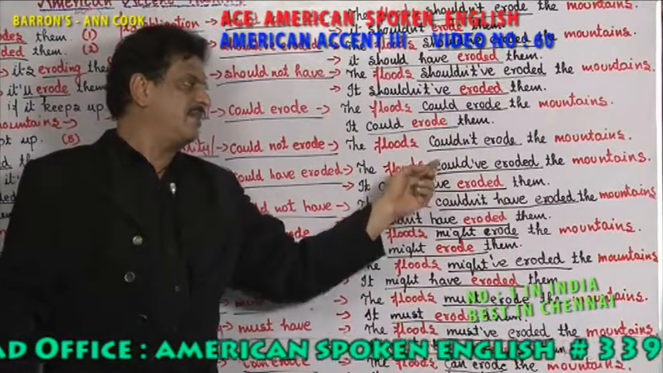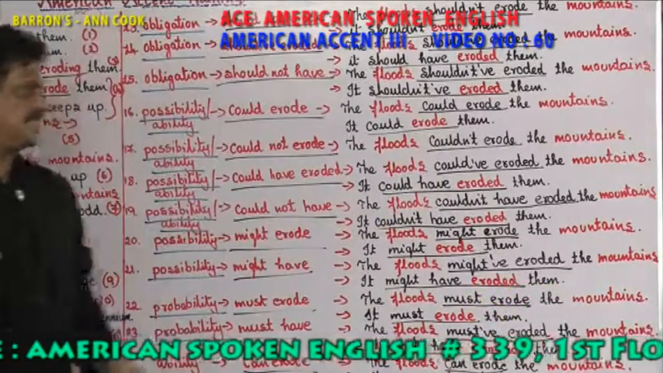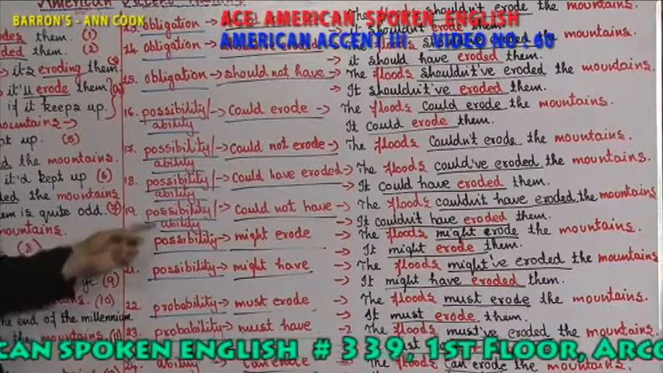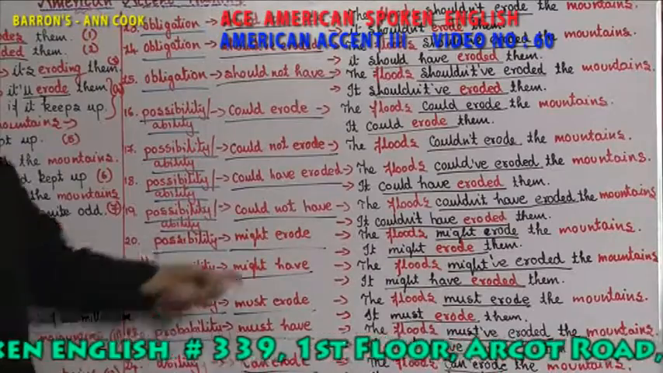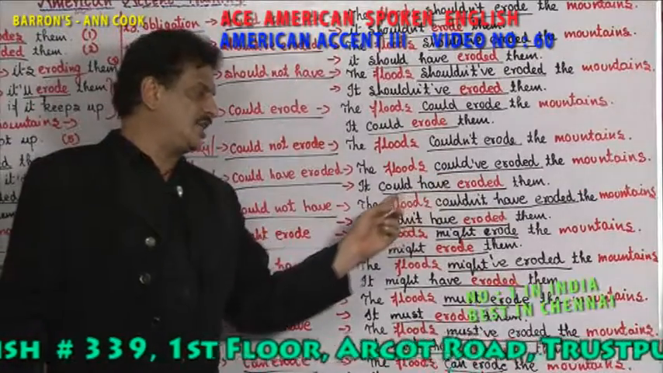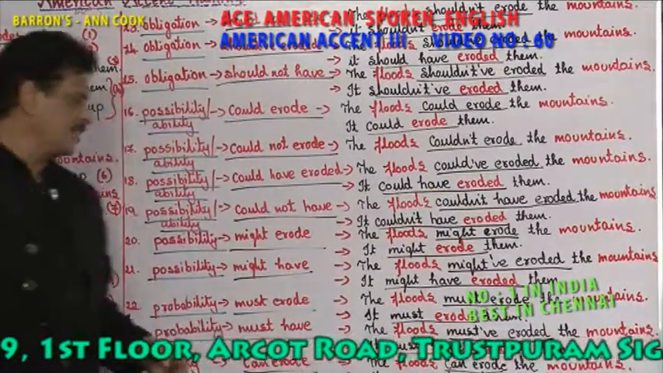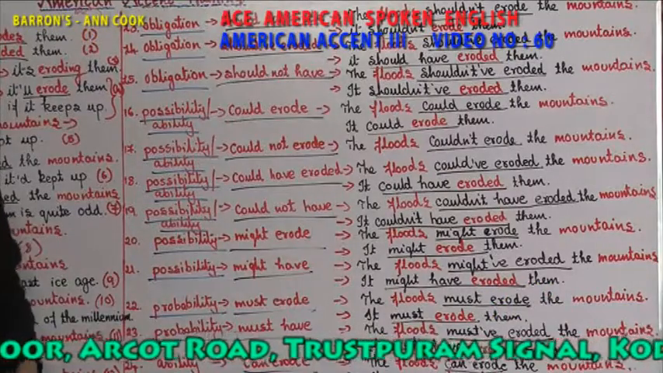The floods couldn't have eroded the mountains, right? So it could erode them. Now, possibility: could have eroded. The floods could have eroded the mountains. It could have eroded them. Now comes possibility and ability: couldn't have.